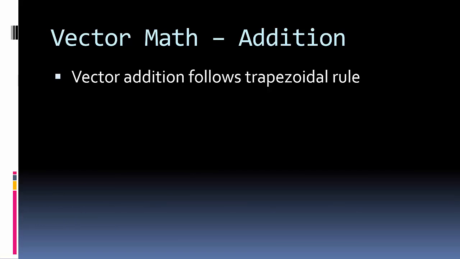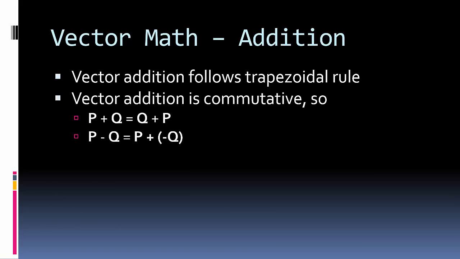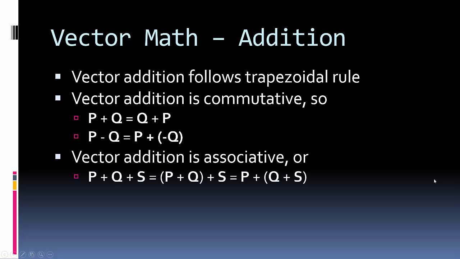So vector addition follows a parallelogram rule, which we just showed. Vector addition is commutative. What does that mean? It means that the order doesn't matter. P plus Q or Q plus P, it's fine. Or P minus Q, or P plus minus Q, it's all the same thing. Vector addition is also associative. So P plus Q plus S, you can do it in different orders. You can add the P and the Q together and then add the S, or you can add the P to the sum of the other ones, so it doesn't matter.